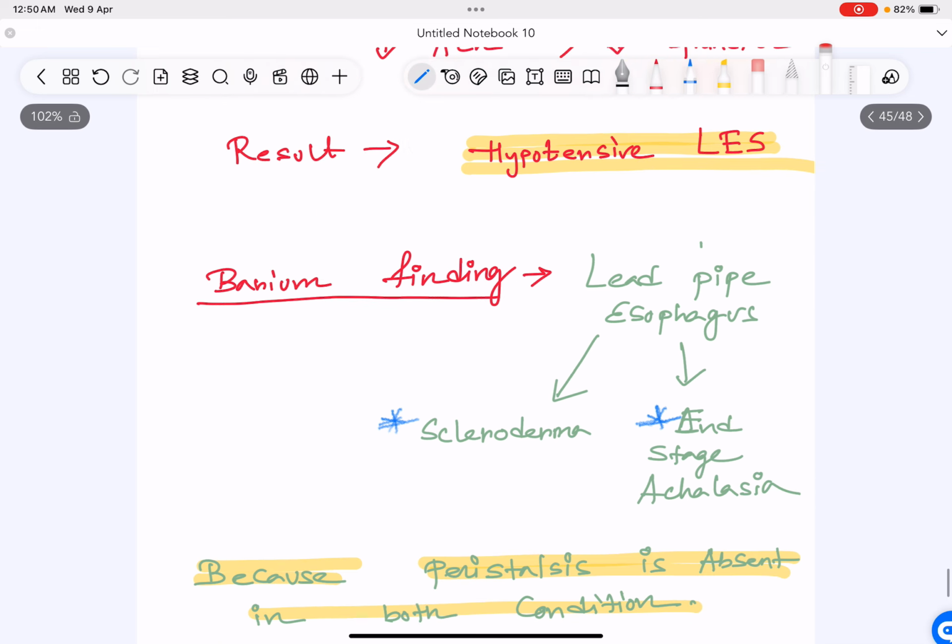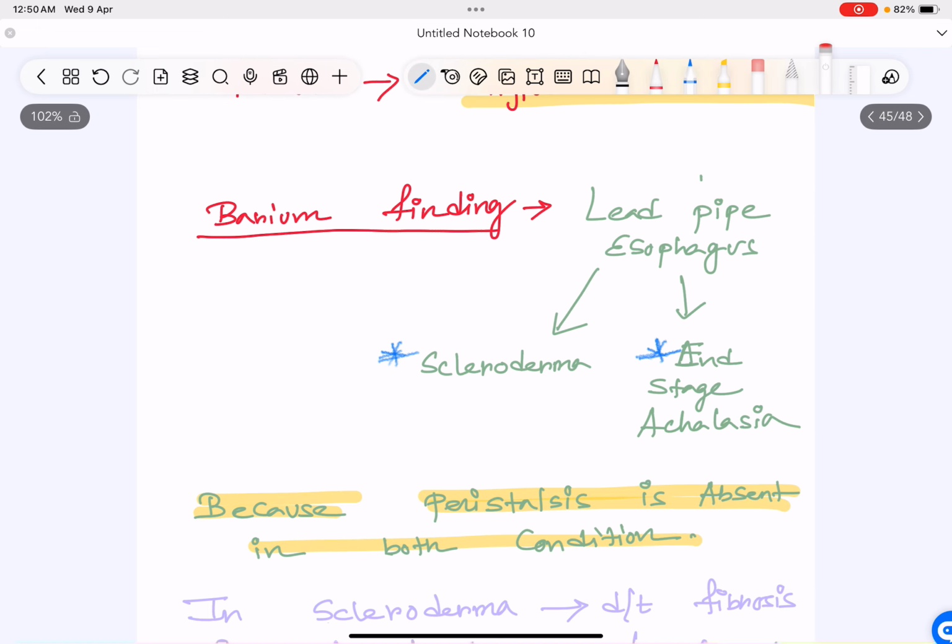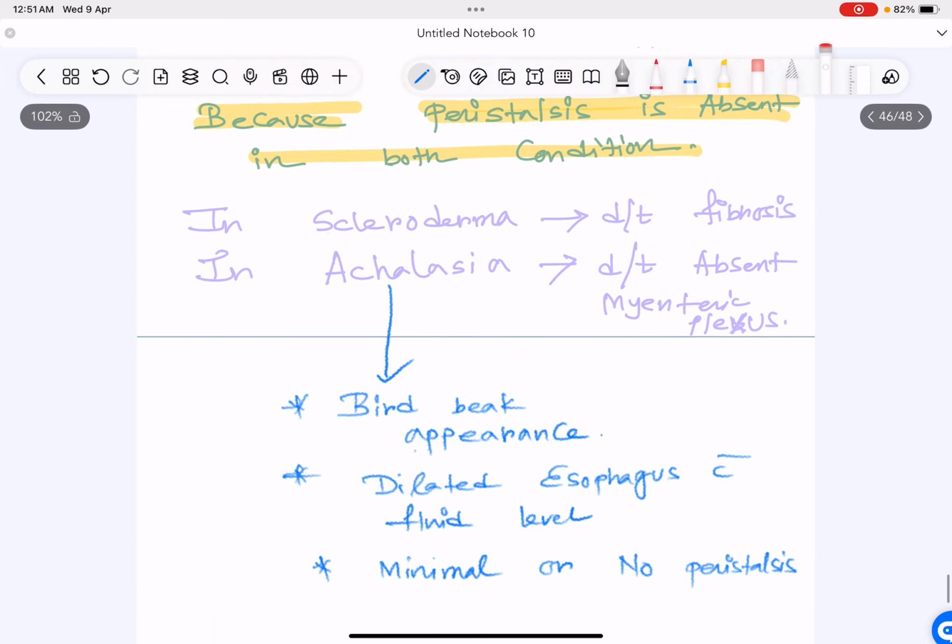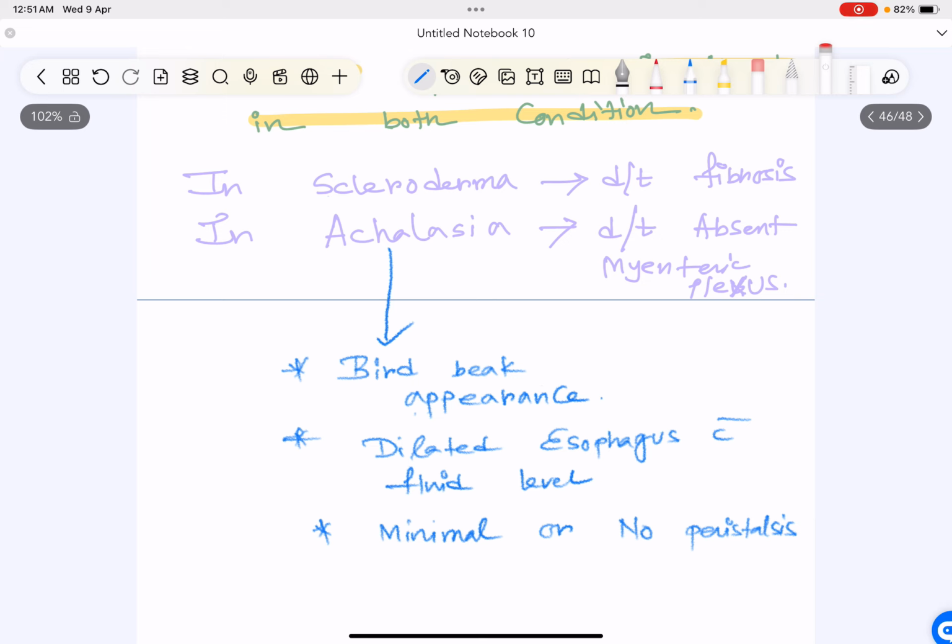Remember this, very easy. So what is the finding of scleroderma, which is systemic sclerosis? In a barium study, you will find lead pipe esophagus. So lead pipe esophagus, scleroderma. But can this happen in another condition? Yes, in the end stage of achalasia cardia. But in achalasia cardia, what is the main radiological finding? Bird beak appearance. So in achalasia cardia, the main finding is bird beak appearance, and in scleroderma it is lead pipe appearance.